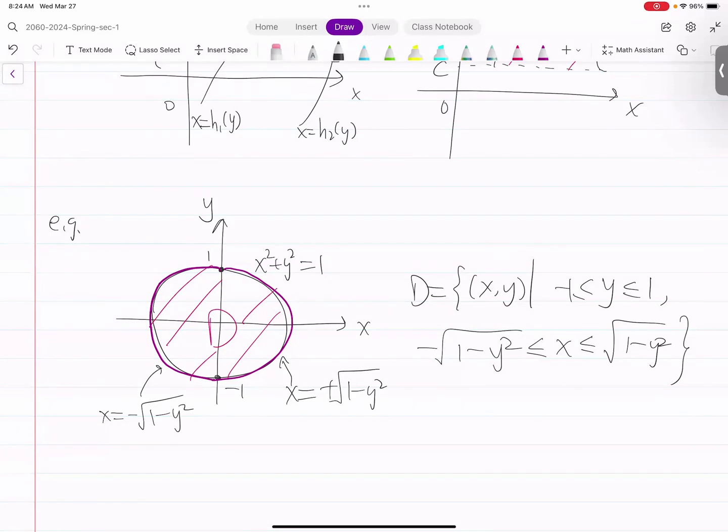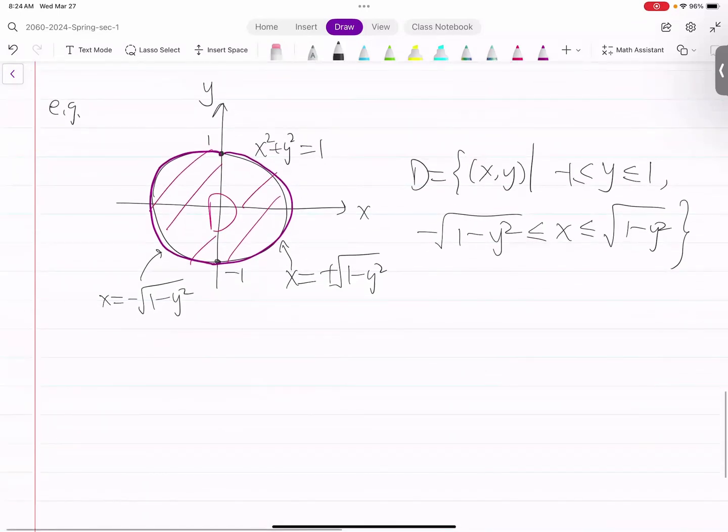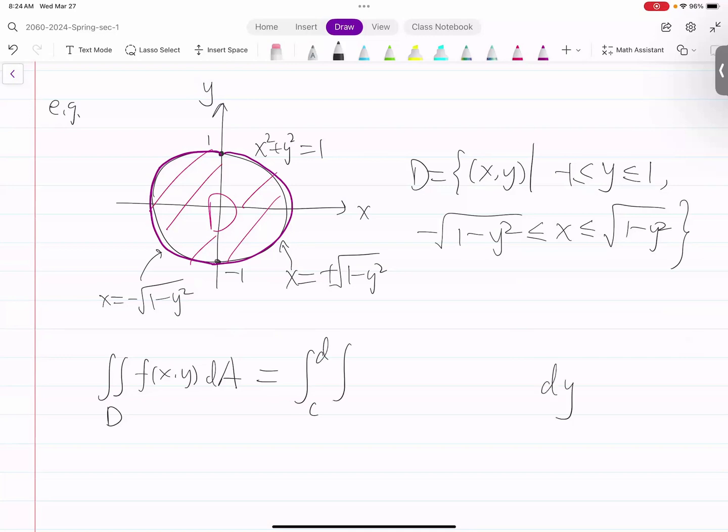So you can see that type 2 is exactly parallel to type 1, right? And of course, you can define the double integral on the region D in terms of y first. So the double integral over the region D for a type 2 region is now: we start with y, which is cut between c and d in type 2. So we do y first, and then we know that x is cut between h1 of y and h2.